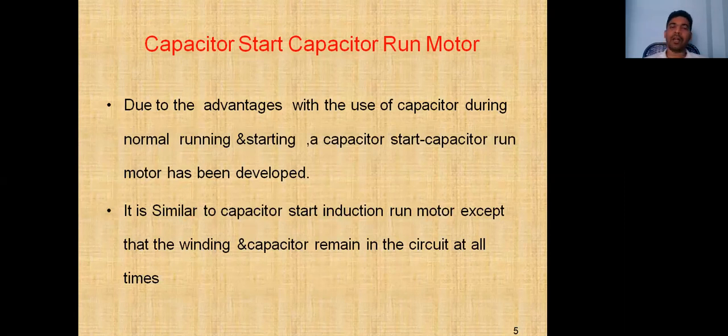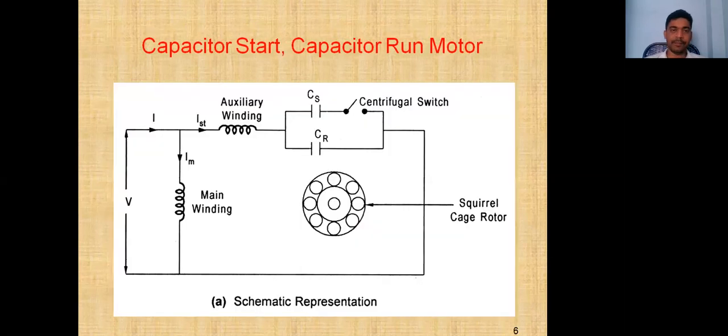So we know the advantages of using a capacitor during normal running and starting conditions. At starting, the capacitor is used to develop the high starting torque. At running, the capacitor is used to improve the power factor. It is similar to the capacitor start induction run motor, except that the winding and capacitor remain in the circuit at all times.